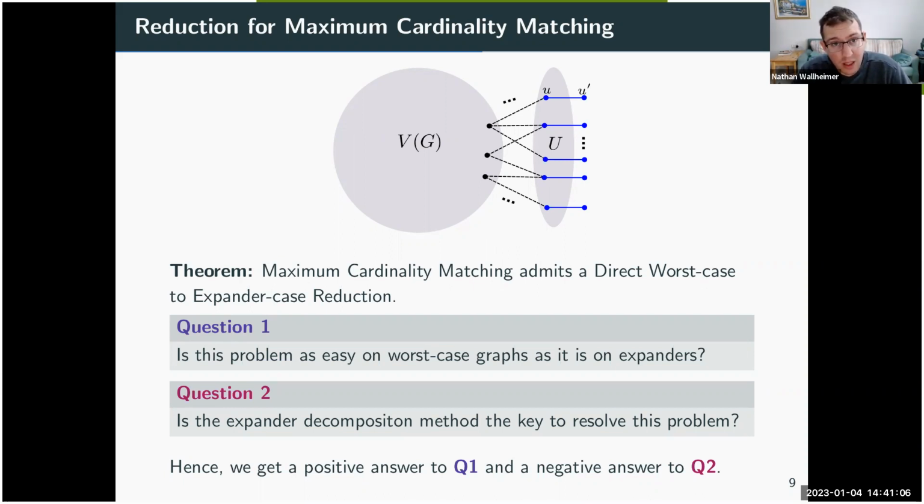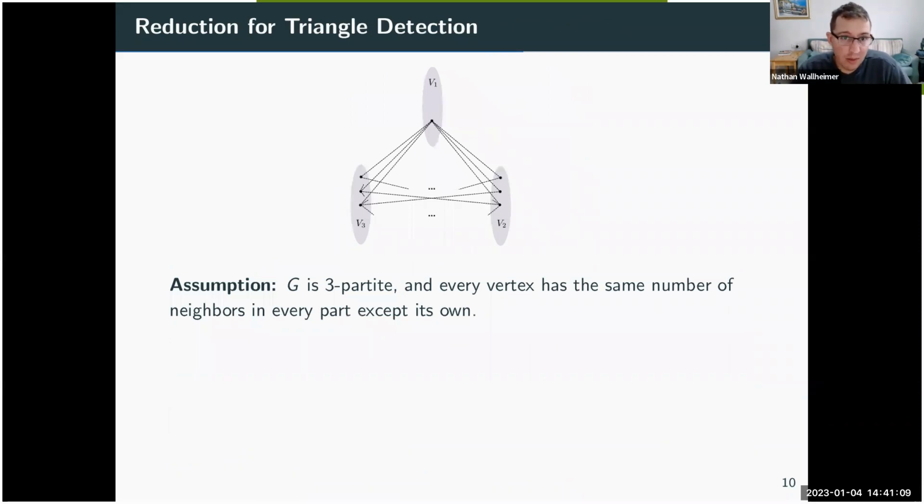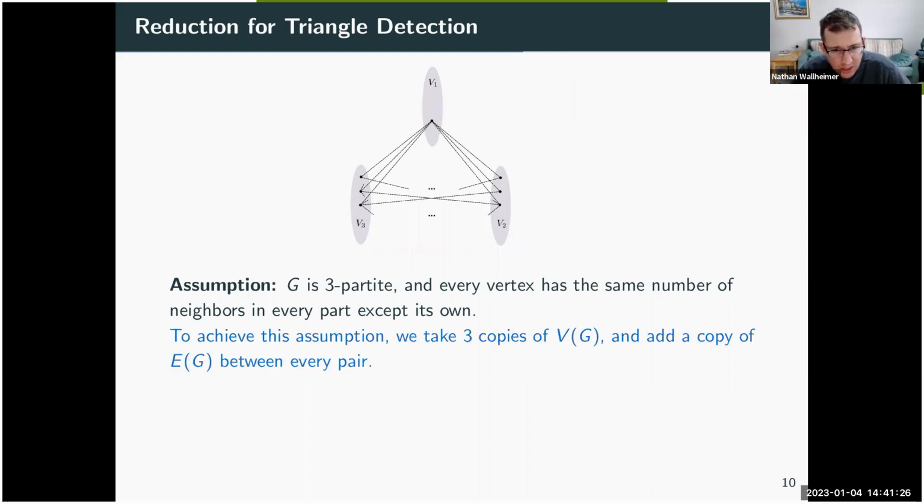What about triangle detection? Can we do something similar? So here we're going to assume that the graph G is tripartite, and also that every vertex has the same number of neighbors in every part except its own. We can assume this because we can always take any graph and take 3 copies of the vertices of G, and then add a copy of the edges between every pair. So the number of triangles in this new graph will be 6 times the number of triangles of the original graph.